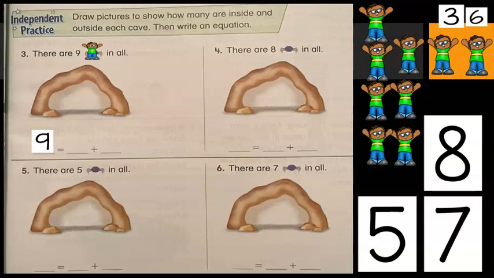Now, first graders, I want you to copy on your paper number 3, 4, 5, and 6. I want you to write the sentence across and do your best in drawing these arches, okay? Make sure you put your addition equations here. You see that at the bottom? There's addition equations here. Make sure you write that in also.